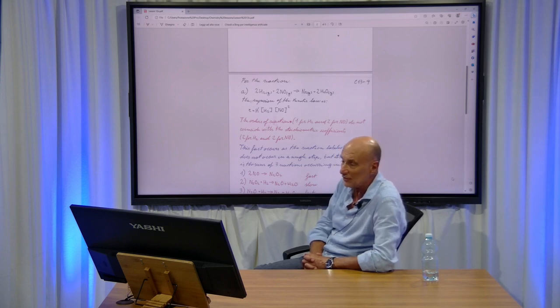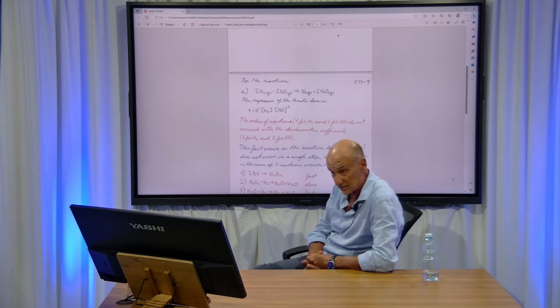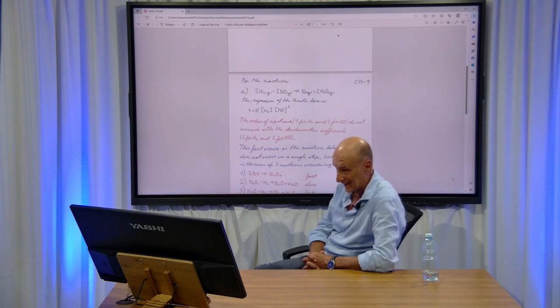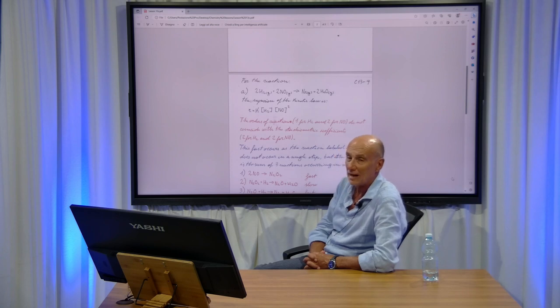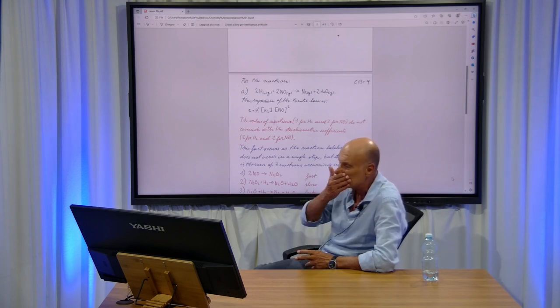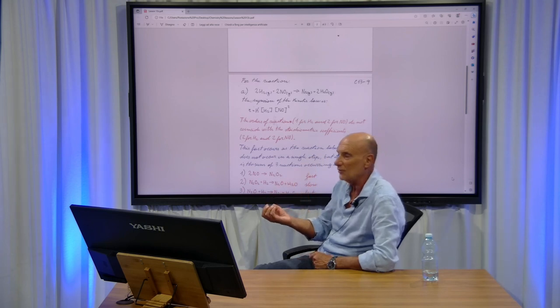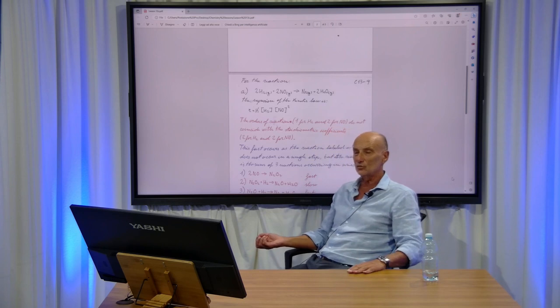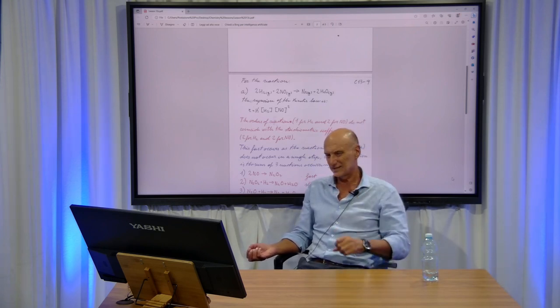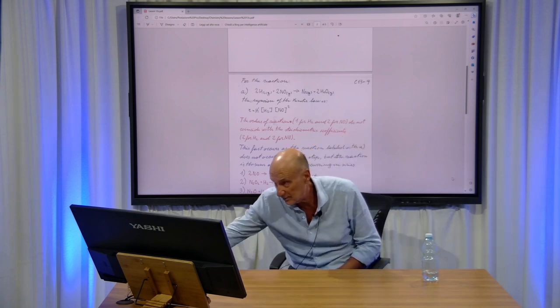Can the theory of collision explain why in some cases stoichiometric coefficient and kinetic order coincide, and in some other cases stoichiometric coefficient and kinetic order do not coincide? The answer is yes. The theory of collision is able to explain why, in some cases, the stoichiometric coefficient coincides with the kinetic order, and in some other cases, it does not. Look at this.